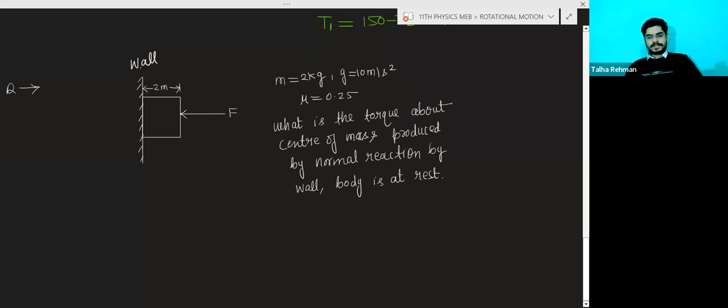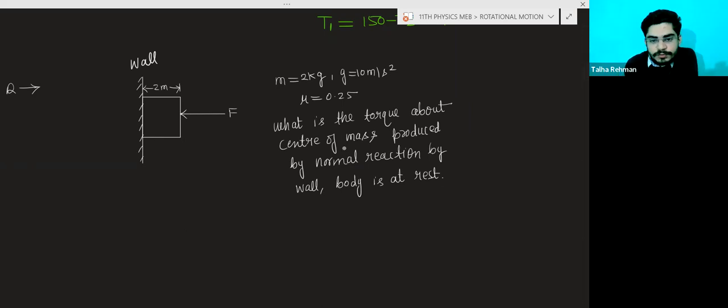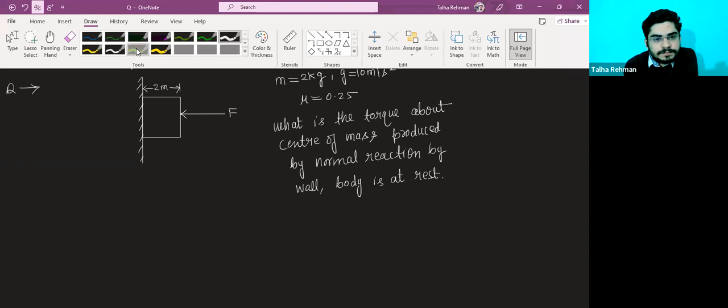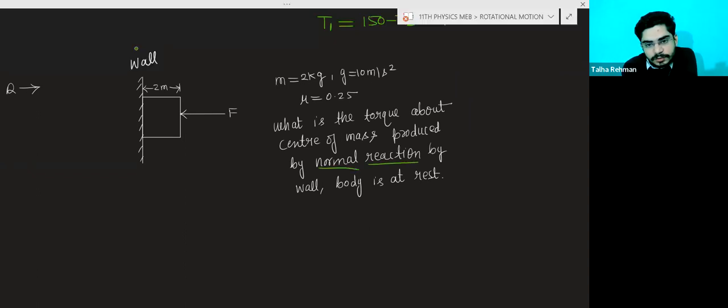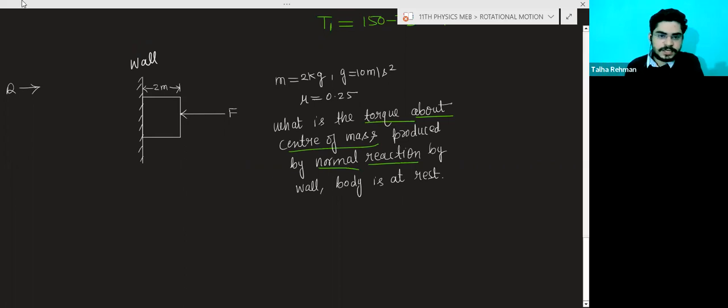What is the torque about the center of mass produced by normal reaction? Produced by normal reaction by wall. And also they are saying body is at rest. Okay. They are saying body is at rest, but you have to find the torque by the normal reaction. Torque about center of mass. For defining the torque, there should always be the point or axis should be there. Without the point or axis, the torque we cannot define. Okay, so we will see here what is happening.